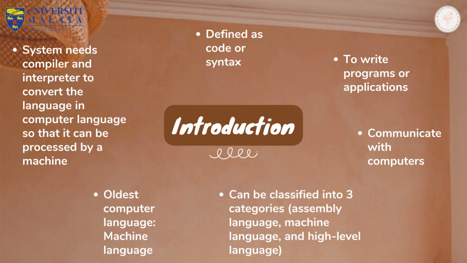Broadly, the computer language can be classified into three categories: assembly language, machine language, and high-level language. The machine language is considered as the oldest computer language among all three. In machine language, the input is directly given as binary input which is processed by the machine. Binary inputs mean 1 and 0 form. For computer language processing, the system needs a compiler and interpreter to convert the language into computer language so that it can be processed by a machine.